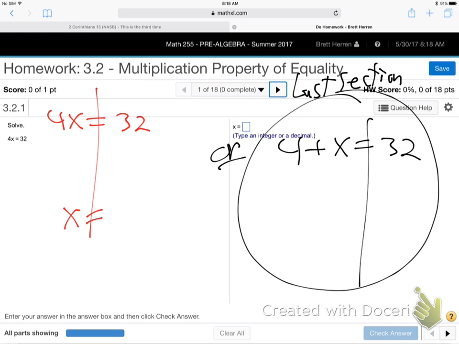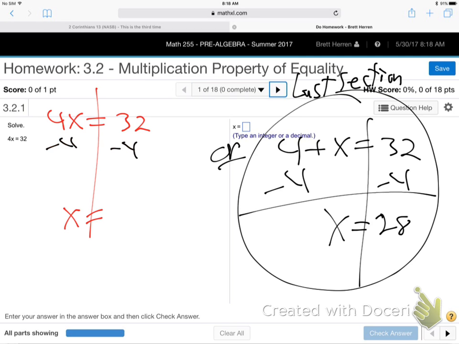Yeah, because x is saying I want to be alone, and 4 is added to it. So how do you get rid of a 4 being added? You subtract it, right? So I would subtract 4 and get x is whatever, 28. But in this case, I'm not going to subtract 4. No, no, no. Why not? Well, because that 4 is not added. It's right up against x, which means times, doesn't it?